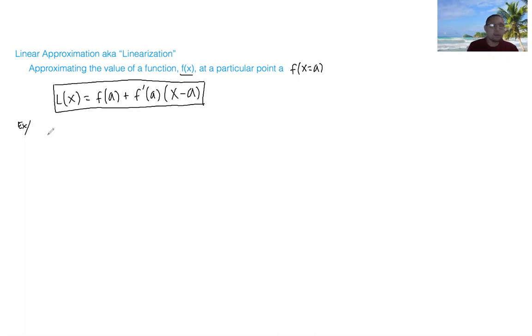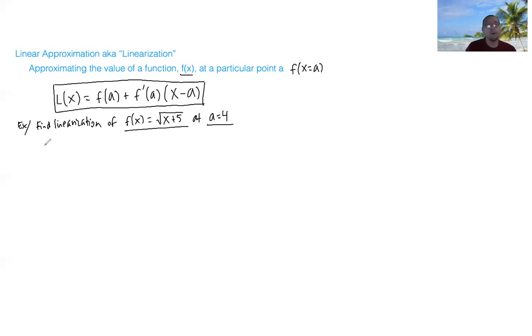Let's say I wanted you to find the linearization, or the linear approximation, of this function: f of x is equal to the square root of x plus 5, right? And I wanted you to approximate that at a is equal to 4, okay? So this function approximated at 4.